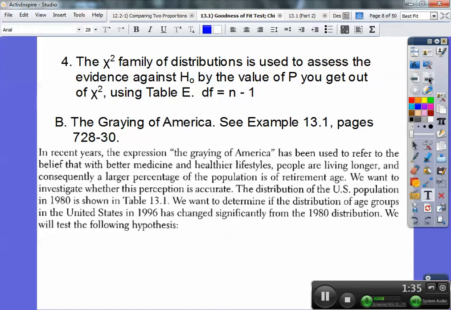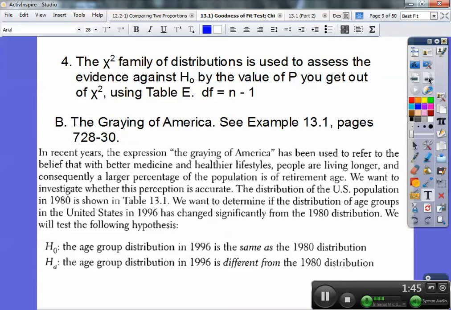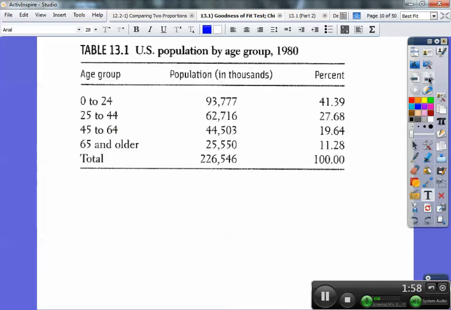We want to determine if the distribution of the age groups in the United States in 1996 has changed significantly from the 1980 distribution. So we'll test the following hypotheses. Your null hypothesis is the age group distribution in 1996 is the same. There is no change. Remember, null hypothesis is always no change, the same as 1980. And the alternative is that it's different from 1980, okay?